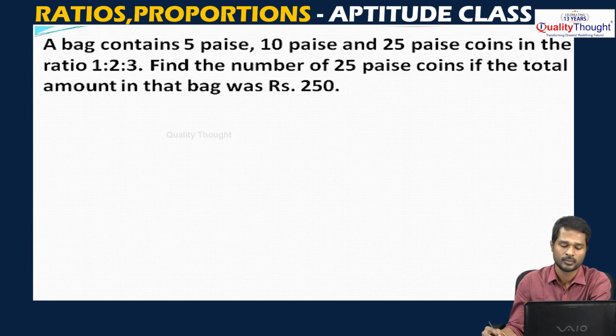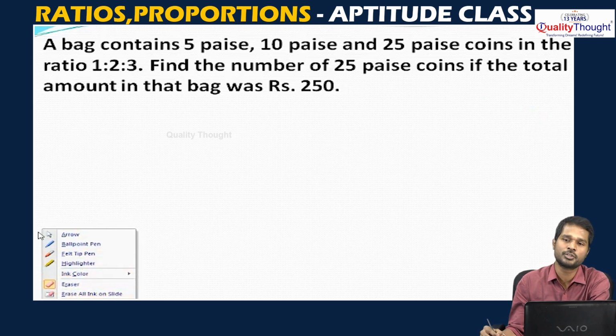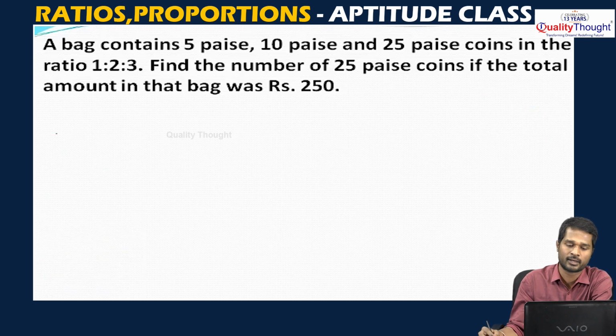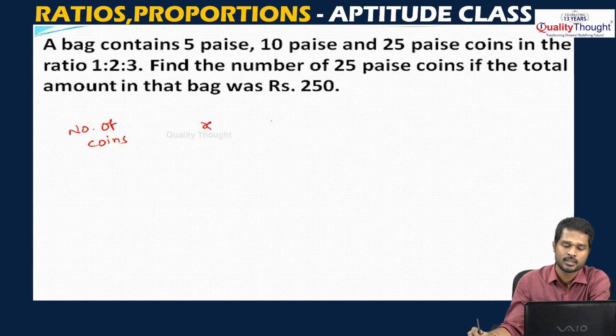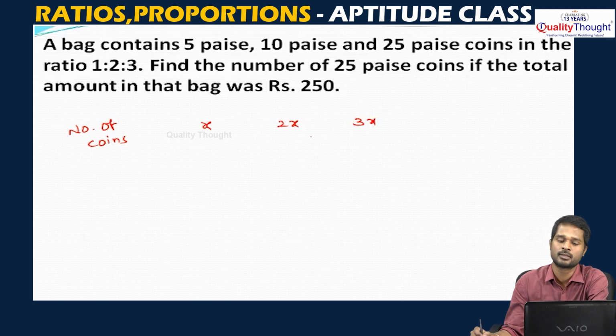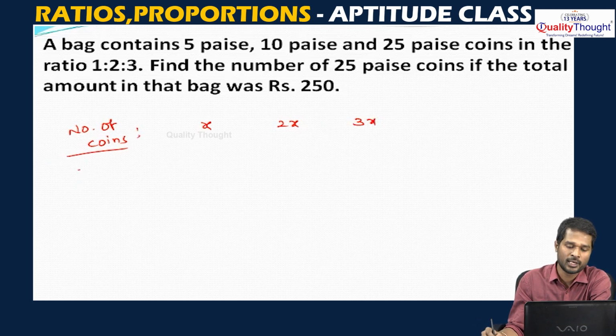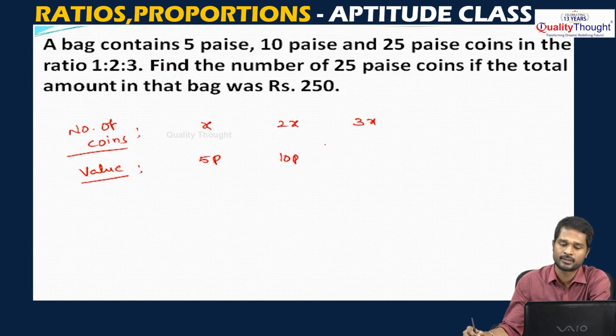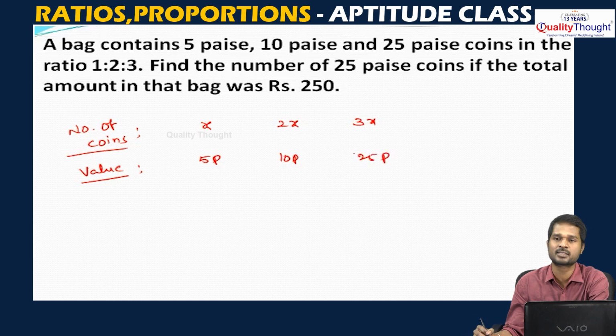Now, as we discussed, the number of coins should be multiplied with the value of the coin. Let us take a small table kind of thing. I will write the number of coins first. The ratio is 1 is to 2 is to 3, so I will take the first part as x, the second part as 2x, the third part as 3x. This is the number of coins. Now the value of coins: the first one is 5 paisa, the second one is 10 paisa and the third one is 25 paisa. I am writing p because they are paisa.